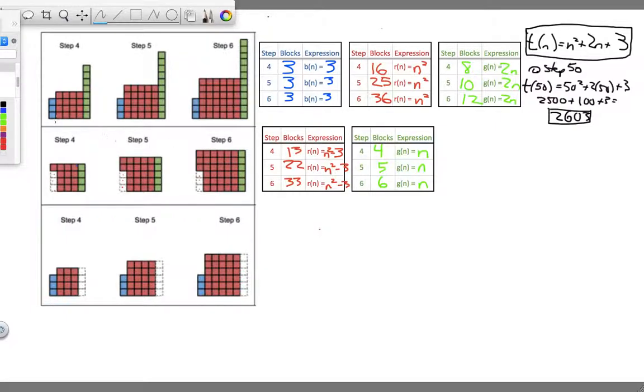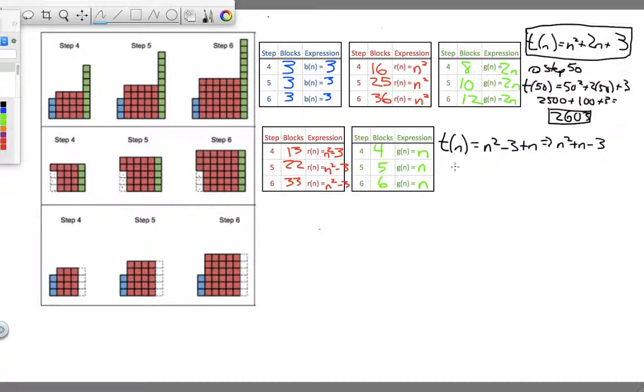So now, if I put these together to get my total expression, my total number of blocks, t of n, is going to equal my red blocks, which is n squared minus 3, plus my green blocks, which is plus n. And I can rewrite this as n squared plus n minus 3.